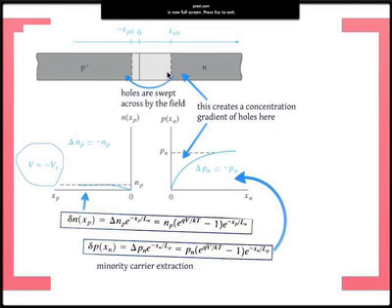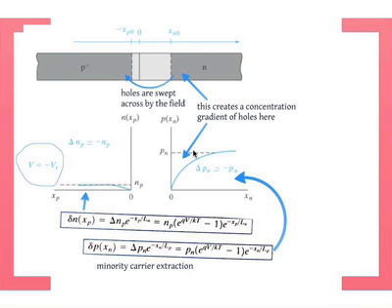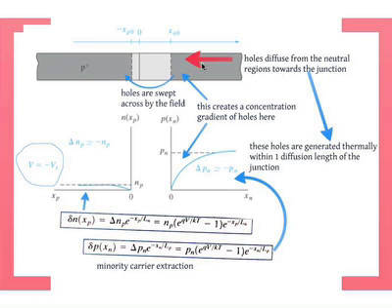Because you extracted the holes from the n-type to the p-type, you create a concentration gradient which causes this diffusion. The holes diffuse from the neutral regions towards the junction, like we said, and these holes are generated. So this diffusion, of course, means that the holes have to come from somewhere. And they are minority carriers, remember, so there are not a lot of them around. They have to be thermally generated minority carriers. These holes are generated thermally within one diffusion length of the junction.